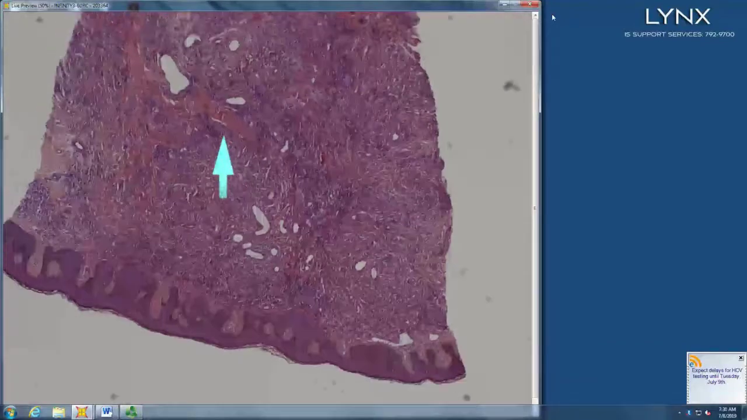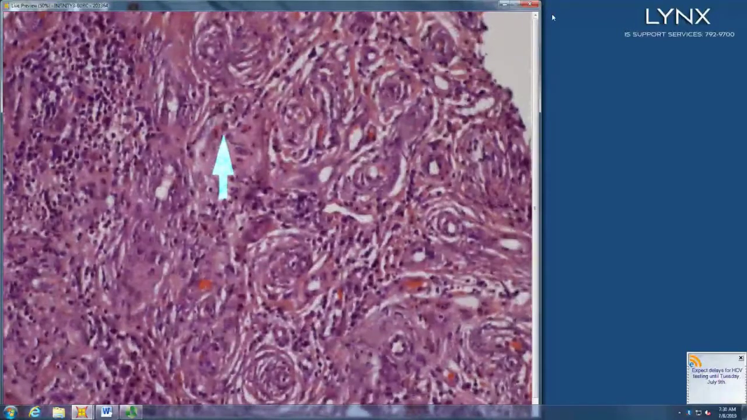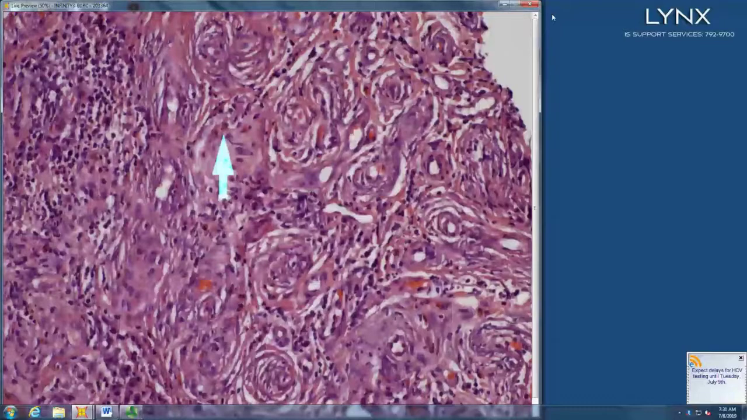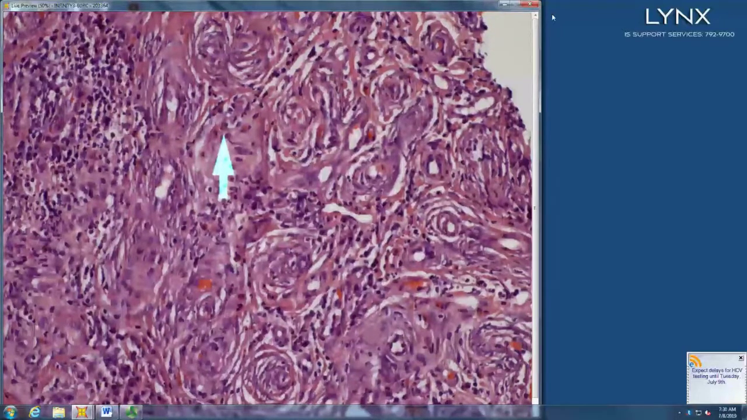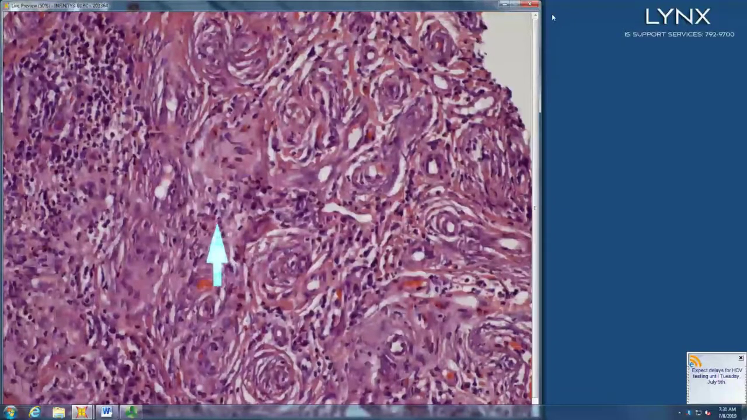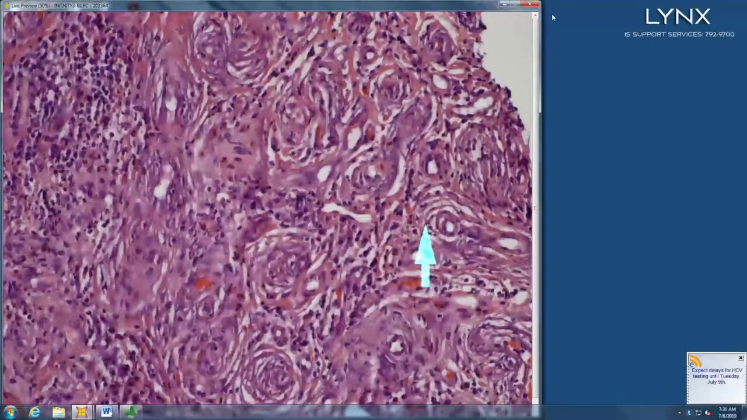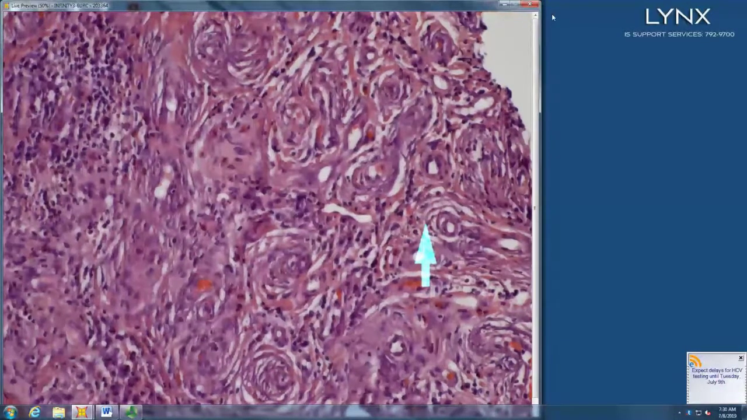Pretty big infiltrate. What kind of cells? There's EOs. EOs, and what are all these little fragments? Neutrophils with karyorrhexis. And then tell me about the walls of the vessels. Almost looks like wrap around. Yeah, like onion skin fibrosis.